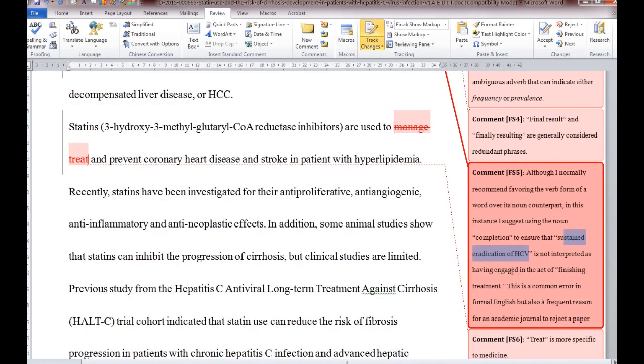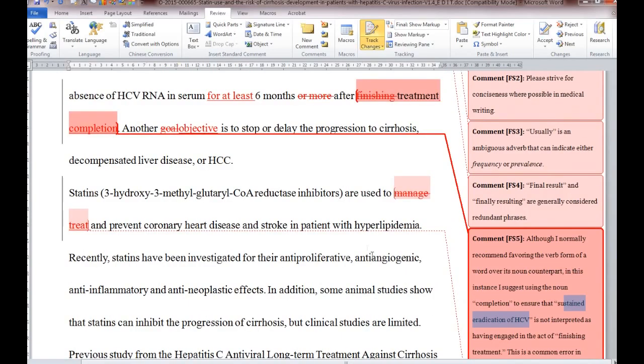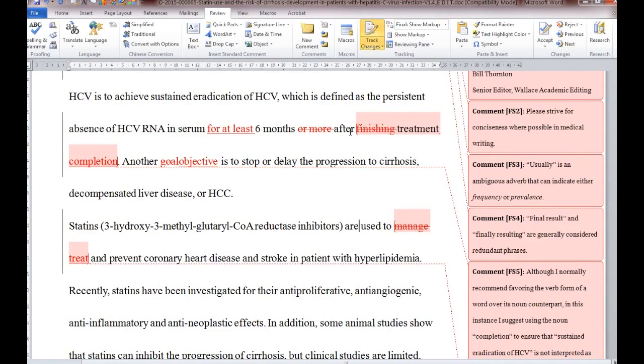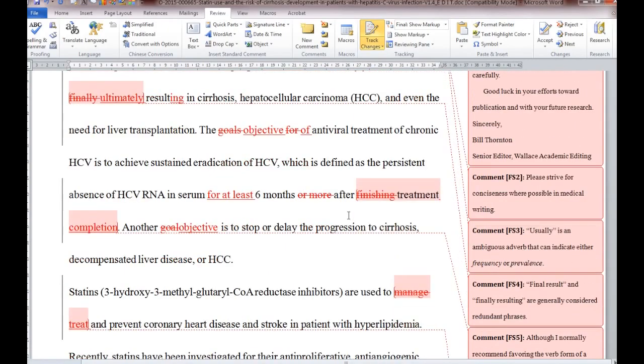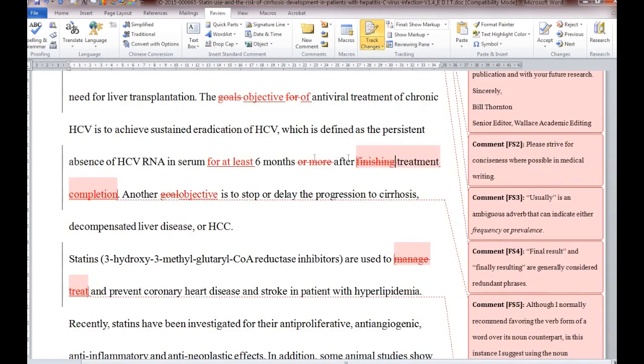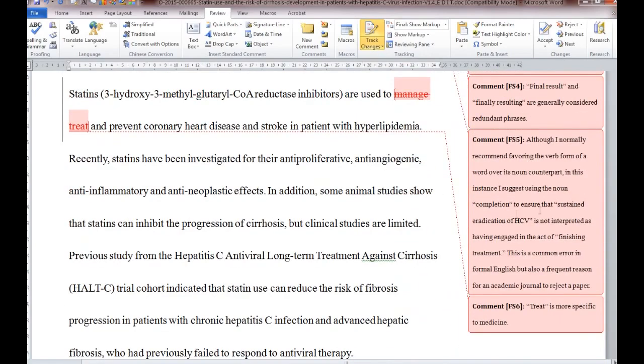It's a rather long comment, but I want the author to be clear. Okay, although I normally recommend favoring the verb form of a word over its noun counterpart, that's common in formal writing. You do want verbs more than wordy noun phrases, but not always. In this instance, I suggest using the noun completion to ensure that sustained eradication of HCV is not interpreted as having engaged in the act of finishing treatment.